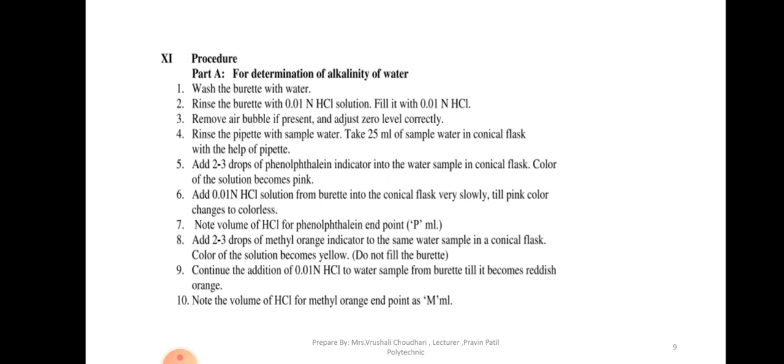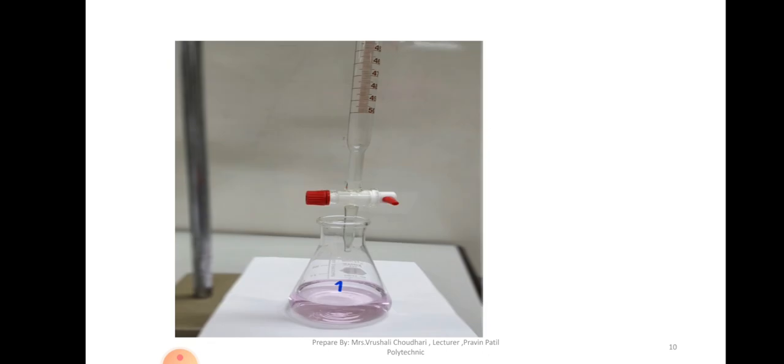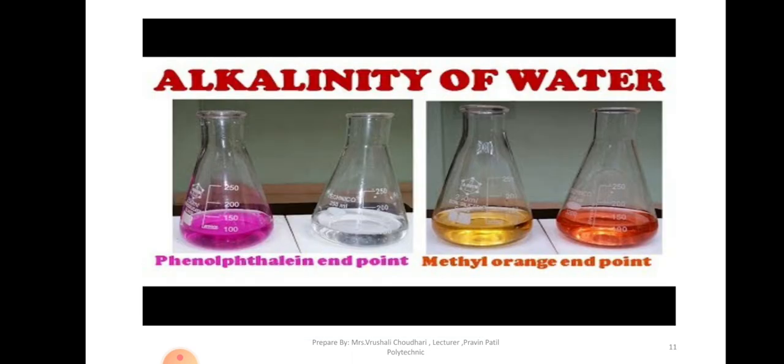First, we fill the burette with 0.01 normal HCl. Remove the bubbles and then take 25 ml of water sample in a conical flask. Add phenolphthalein indicator. When we add the phenolphthalein indicator, the solution color becomes pink. And then we add HCl dropwise from the burette till it becomes colorless. This is called the phenolphthalein endpoint.